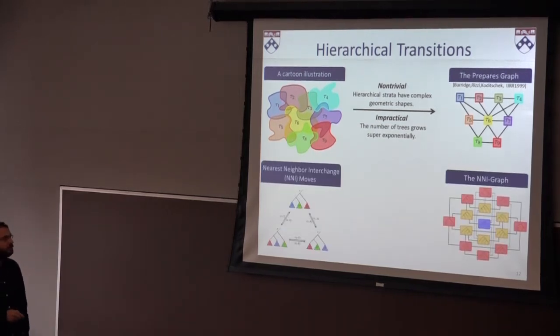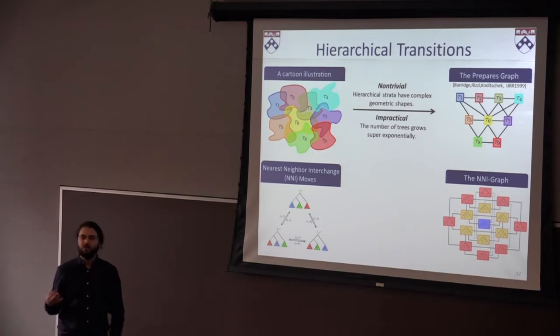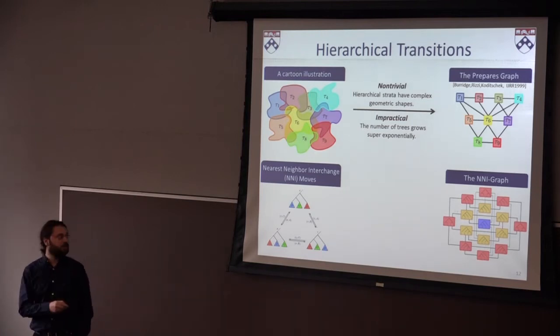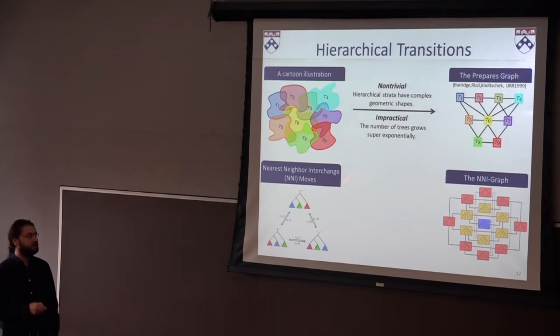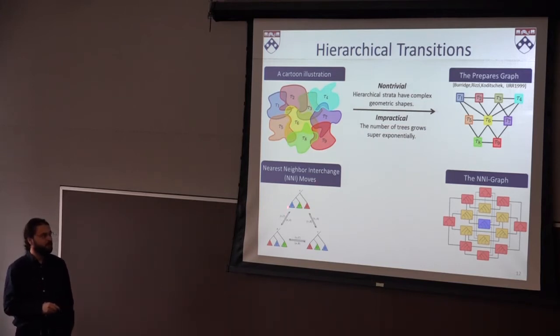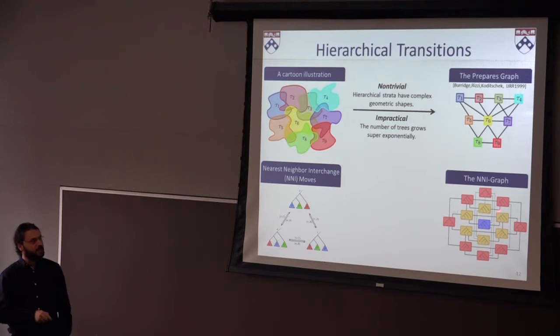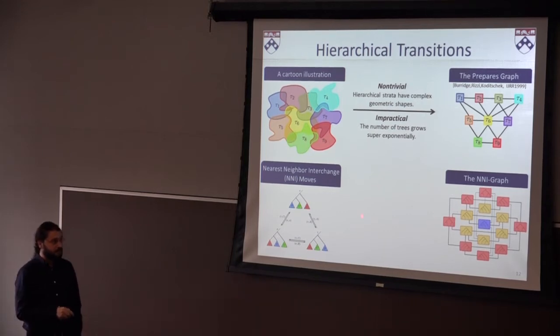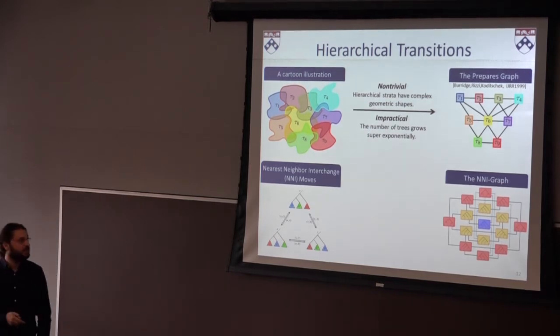Alternatively, we look at some other mathematical relation between clustering models, and we consider nearest neighbor interchange moves. It means that if you have a cluster, you can swap that cluster with its parent's sibling and obtain a different, new cluster here. By using these restructuring operations, you can have a graphical representation of the tree space where the nodes are trees and there will be an edge between any pair of trees if one can be obtained from the other by using a single NNI move.